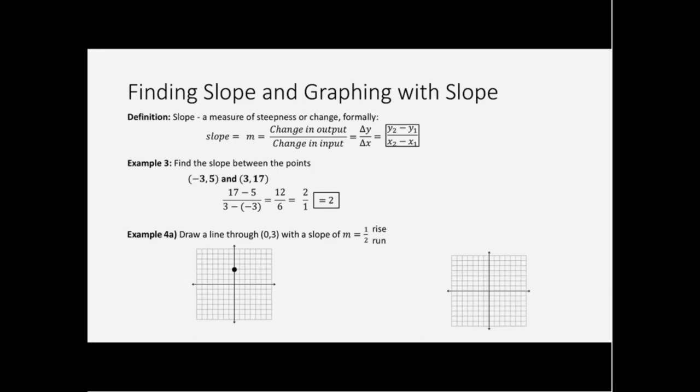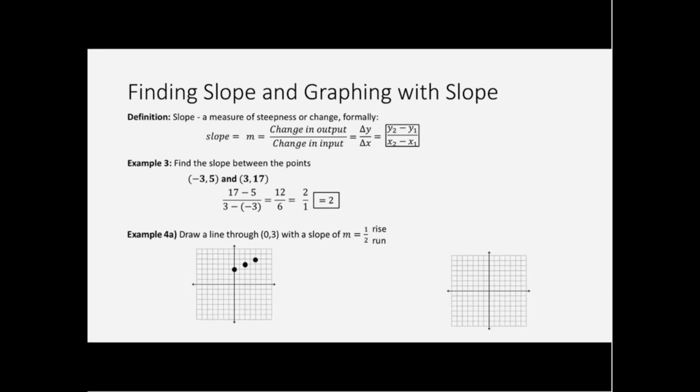Rise over run is my slope, so I'm going to start at that point, which is 0, 3. I'm going to go up 1 over 2. So there's that rise and run again. Up 1 over 2. I go up if it's positive, I go to the right if it's positive, and then I plot my point. And then I'm going to do it again.